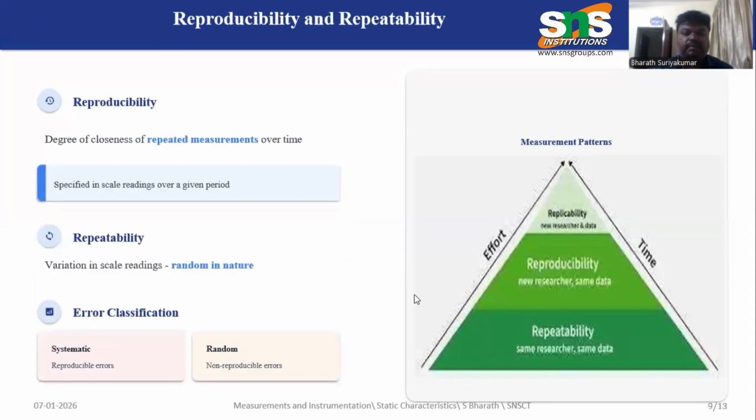Reproducibility. Reproducibility is the degree of closeness of the repeated measurements over a time period. Repeatability is the variation in repeated readings due to random errors. Errors are classified into different types: systematic errors and random errors.